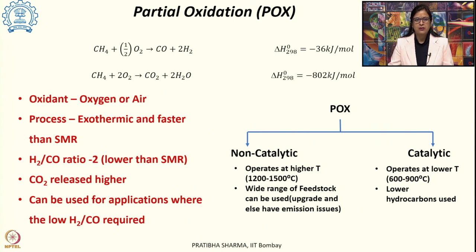The H2 by CO ratio which is obtained is ideally 2, looking at the reaction. However, in real practice it lies somewhere around 1.6 to 1.8, which is less than the SMR process. In SMR, partially the hydrogen is coming from steam, which is not the case in partial oxidation. Carbon dioxide released is higher in amount. The method can be utilized wherein the requirement of H2 by CO ratio is lower. If the content required of hydrogen is lower in those processes, it can be specifically used.